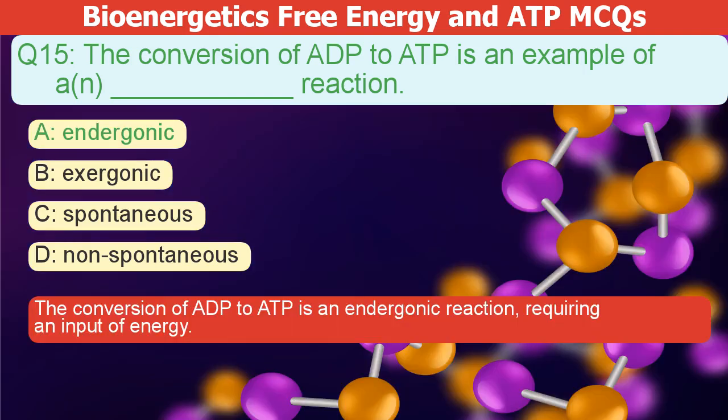The correct answer is A. The conversion of ADP to ATP is an endergonic reaction, requiring an input of energy.